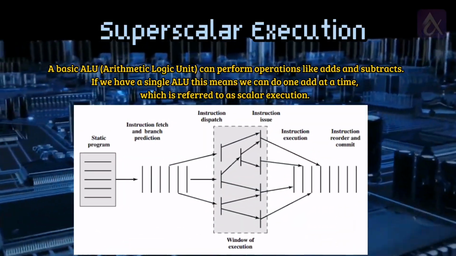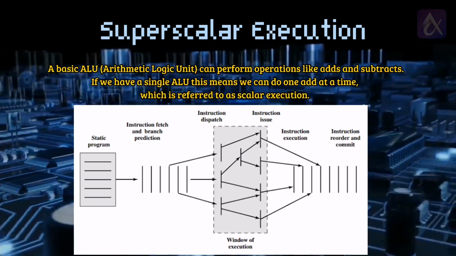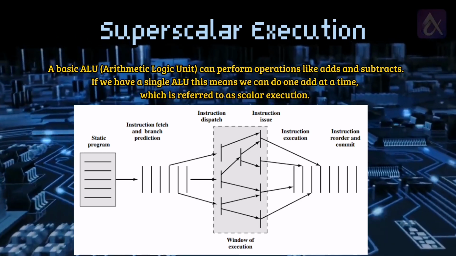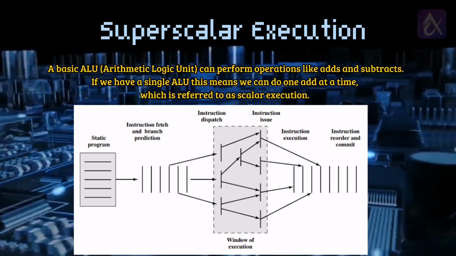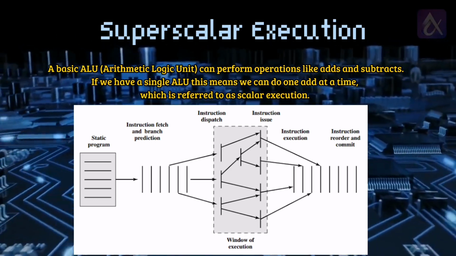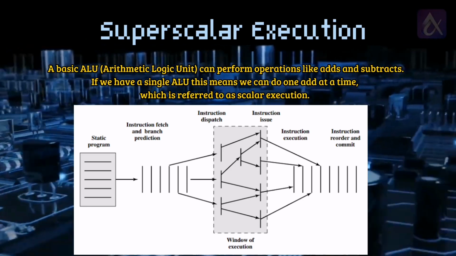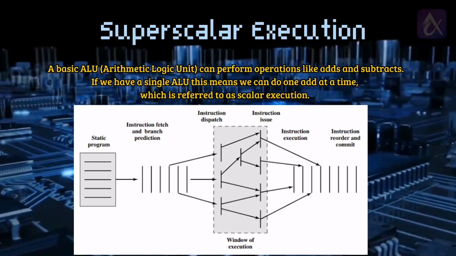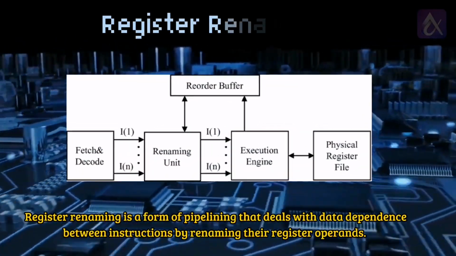Superscalar execution. A basic ALU, or arithmetic logic unit, can perform operations like adds and subtracts. If we have a single ALU, this means we can do one add at a time, which is referred to as scalar execution. Modern microprocessors now implement many ALUs, and when those ALUs can operate in parallel, this is called superscalar execution.